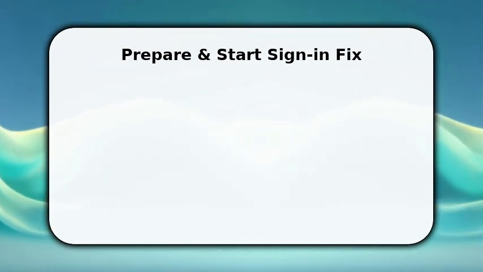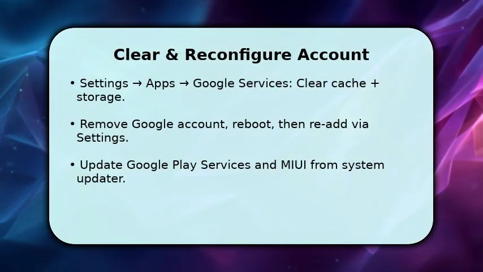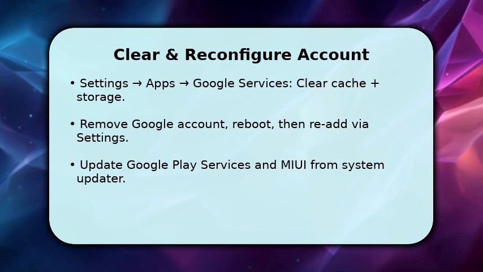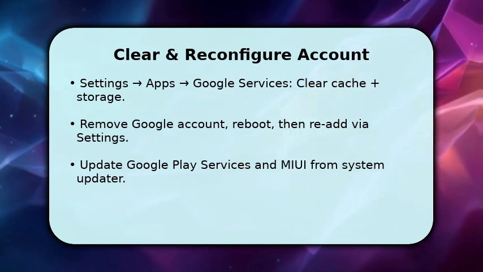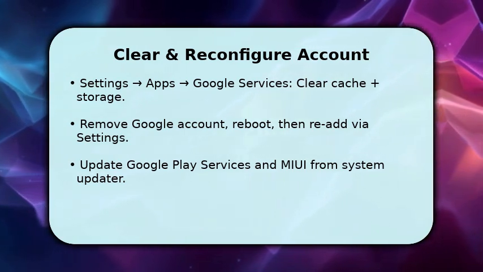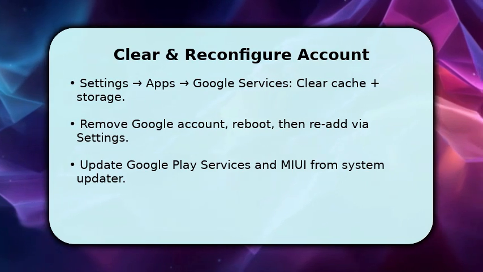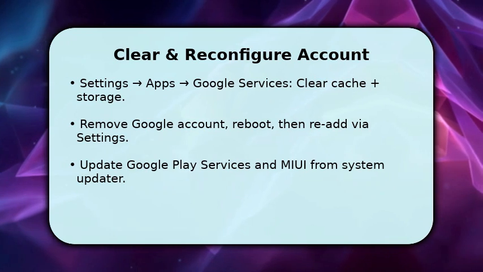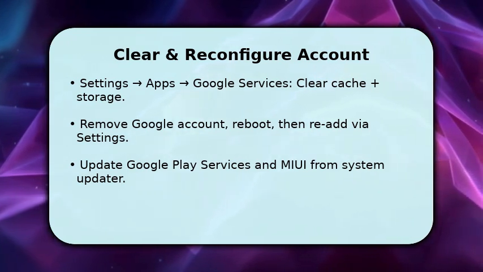Next, clear the Google Apps cache and storage to remove corrupted tokens. Go to Settings, Apps, tap Google Play Services and Google Services Framework, then clear cache and storage. After that, remove the Google account from Accounts, reboot the phone to flush background services, and re-add the account from Settings > Accounts. Make sure Google Play Services and System Web View are updated.